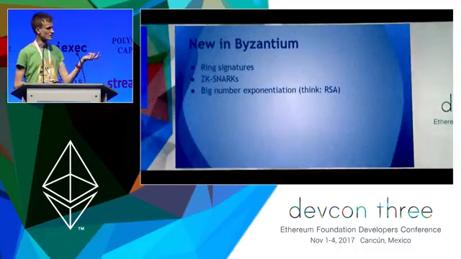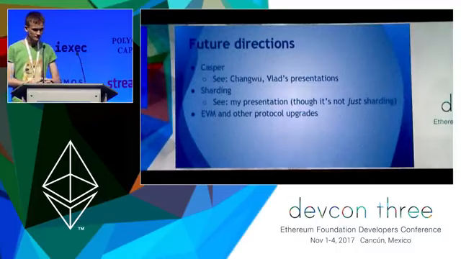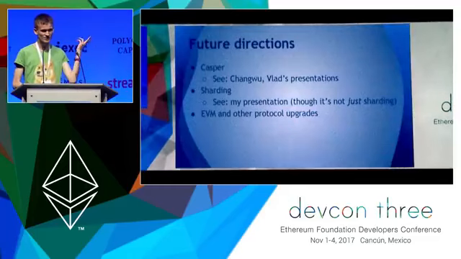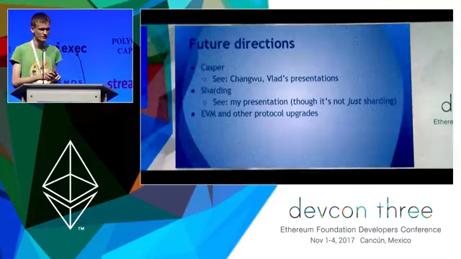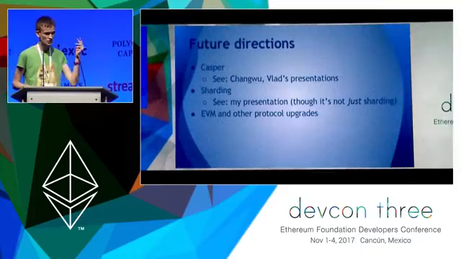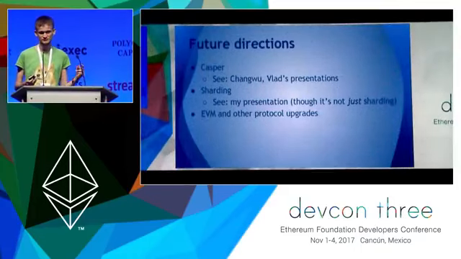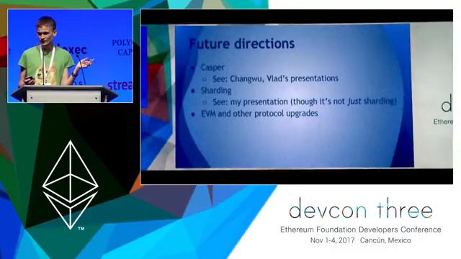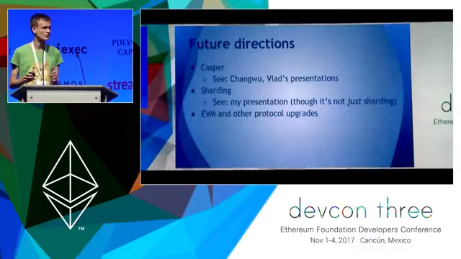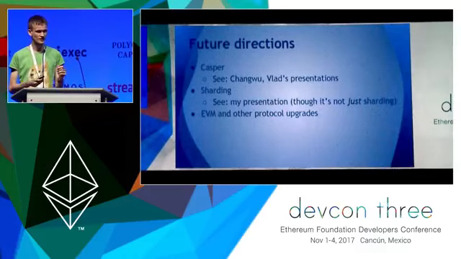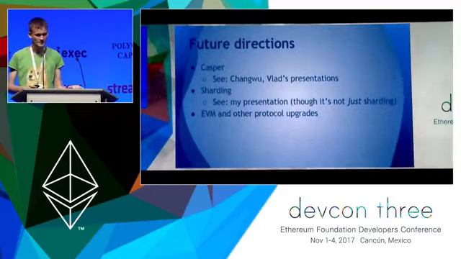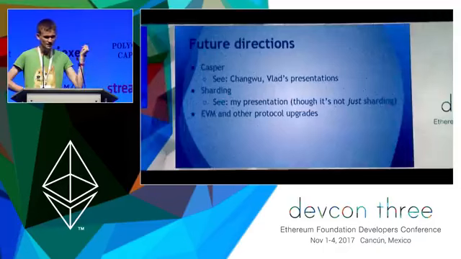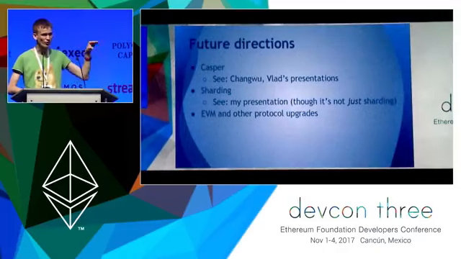So future directions. Casper, see Cheng Wu presenting right after me. Vlad is going to also present about his version of Casper called Casper CBC. Sharding. See my presentation right at the end of today, though I will say that it's not just about sharding, and it actually does get significantly broader than that. Also just this long tail of EVM upgrades, much smaller protocol upgrades. Now, this is future directions for the Ethereum blockchain core specifically.